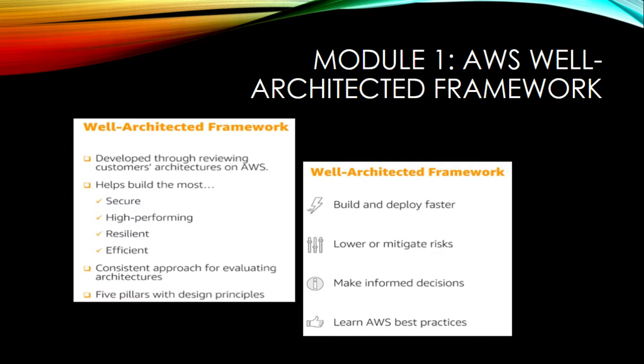As you can see in the slide, the framework is designed to help you build and deploy faster, which means we stop guessing at capacity needed and take advantage of automation opportunities. Second is to lower or mitigate risk, which means we understand where our risks are and address them before going live. About making informed decisions, it is more about determining how architectural decisions might impact performance and availability of the application.